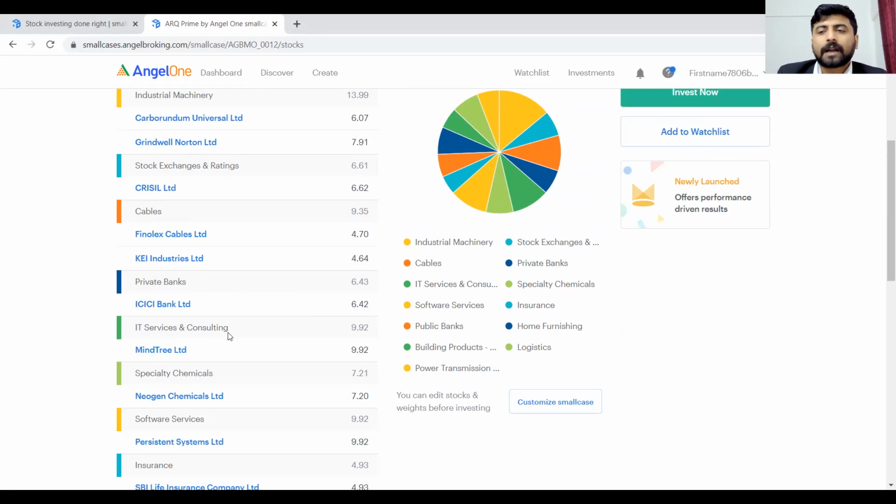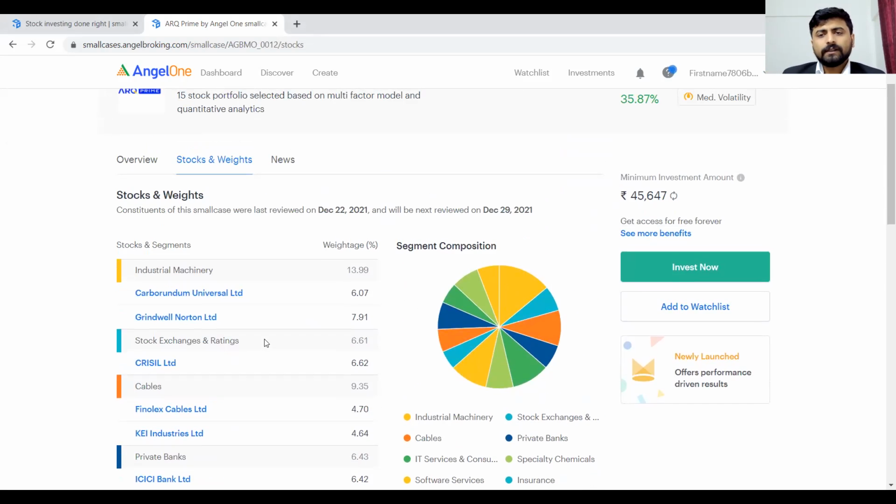For example, under private banks, we have ICICI Bank as one of the private banks that have been picked up in this particular small case. Under IT services, we have Mindtree, of course, and under software services, we have Persistent Systems. So what is happening here is that this particular basket has been designed with these particular stocks, and this particular investment strategy constitutes as an idea.